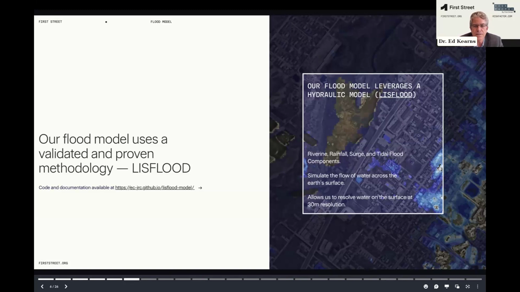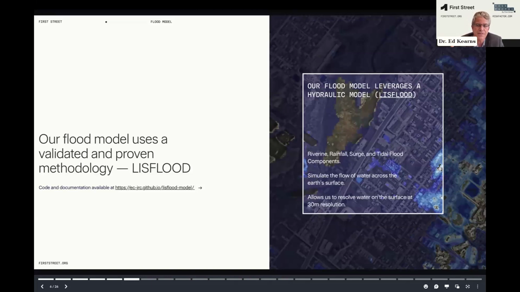So it's not using past observations to say, oh, it's likely to flood here. No, it's actually simulating rainfall on the surface, how that rainfall moves across the surface, collects into streams and rivers, and moves downhill, basically. And so with that, we can have a lot of confidence in the resolution that the model gives us, because we can calculate these at 30 meters that we can then downscale to 3-meter resolution. That's about 10 feet. So we can resolve what the flood is across the Earth's surface at 10-foot resolution.